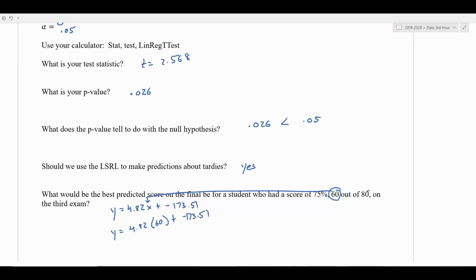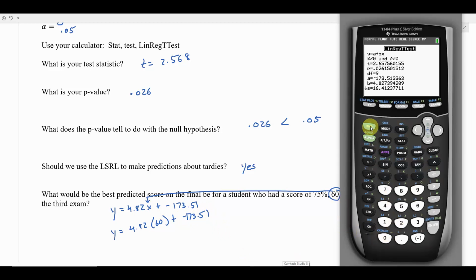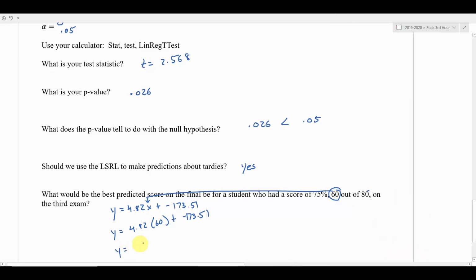So let's crunch that in our calculator real quick. So we got 4.82 parentheses 60 and then minus 173.51. There we go. So this would be our final exam score, right? So we'd say y equals 115.69. So we would predict a score of 115.69 on the final exam for this student.